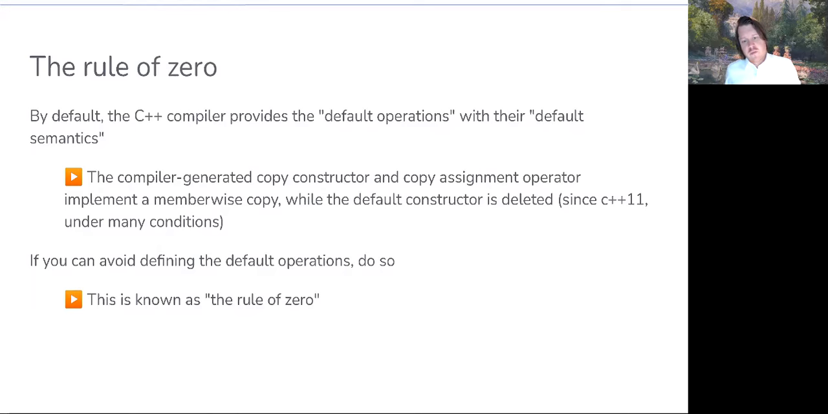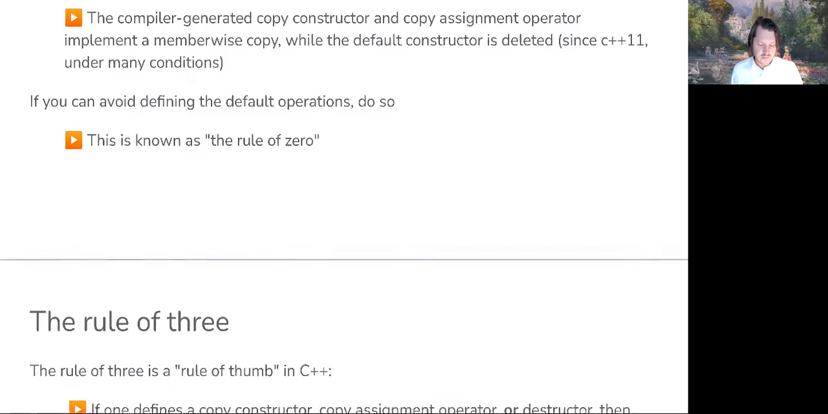So here's the rule of zero. If you can avoid defining the default operations, so copy constructor, copy assignment operator, or the constructor in this case, you should go ahead and do so, in the sense that you shouldn't define them unless you have a reason to do so. This is known as the rule of zero. So if there's no reason to have any one of them, you don't need any of them.